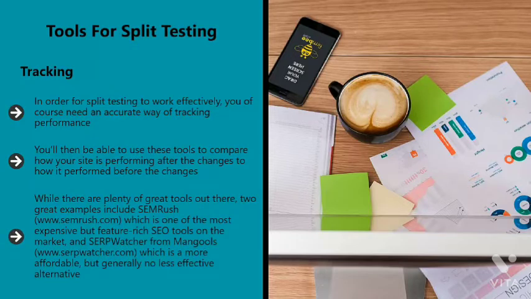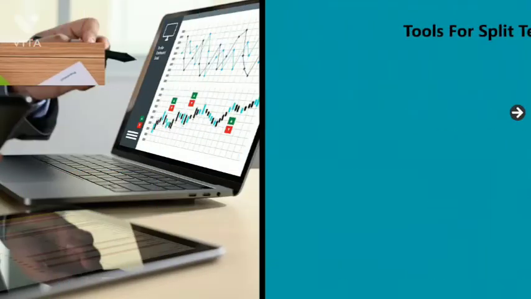While there are plenty of great tools out there, two great examples include SEMrush, www.semrush.com, which is one of the most expensive but feature-rich SEO tools on the market, and SERP Watcher from Maine, www.serpwatcher.com, which is a more affordable but generally no less effective alternative.